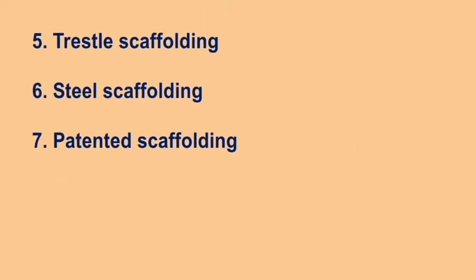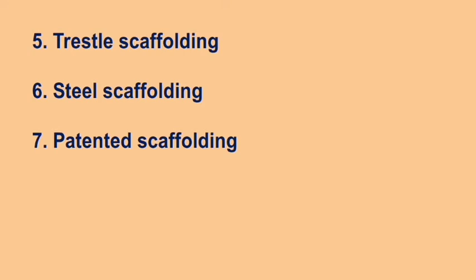Fifth one, trestle scaffolding. In this type of scaffolding, the working platform is supported on movable contrivances such as ladders, tripods, etc. mounted on beams. The maximum height up to which this type of scaffolding can be adopted is about 5 meters from the supporting surface.